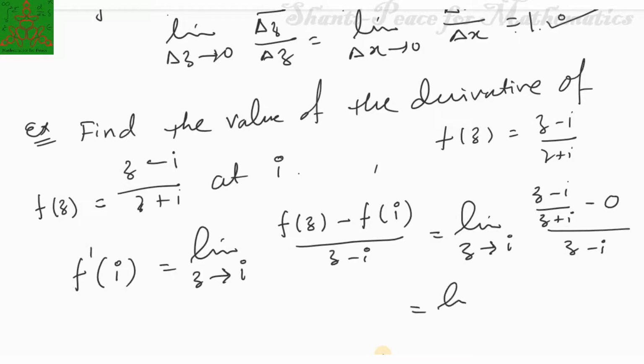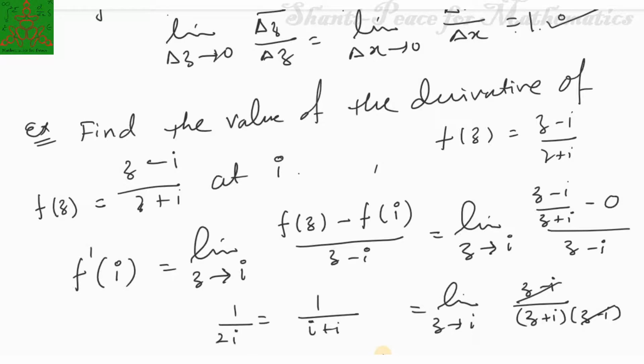So this will give you the limit as z tends to i of z minus i upon z plus i into z minus i. So z minus i will get cancelled. That will give you 1 upon i plus i, so that is 1 upon 2i. That can be written as minus i upon 2. So that is the derivative of this function at this point.